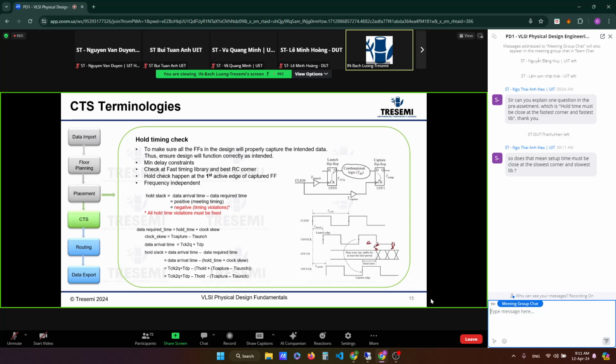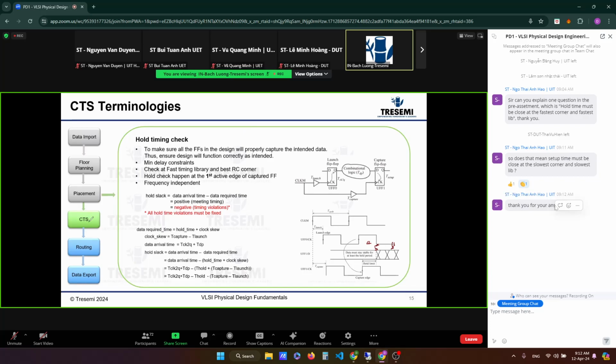So if you meet the fastest corner, all the other corners are going to be out here. The delay is going to be slower. So for sure, once you meet the fastest corner, the fastest timing library, all the other corners are going to meet. Okay, so the opposite is true for the setup. Okay, so I think we're good on this.